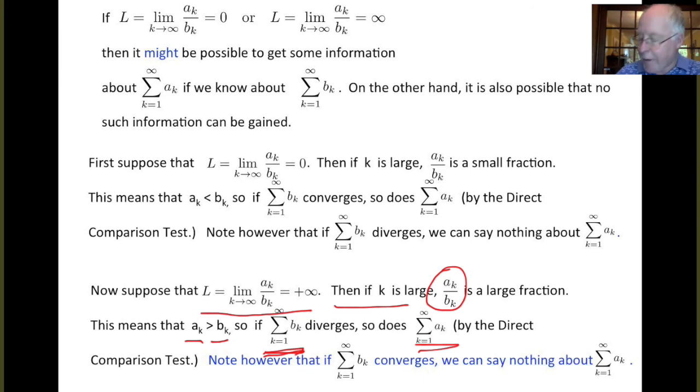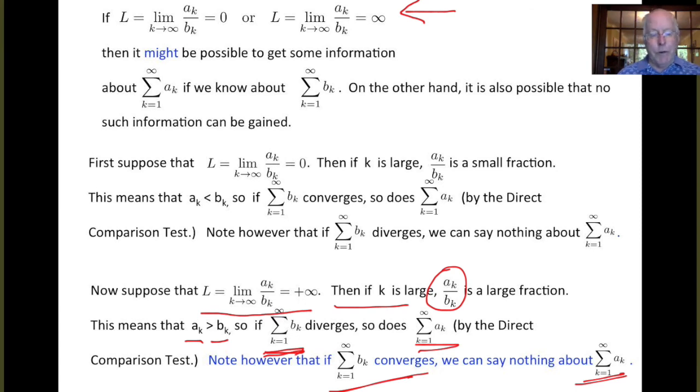On the other hand, if the BKs converge, the AKs are bigger. We don't know if bigger means infinite or just something bigger and finite. So no information that way. So bottom line, in this case where the limit L is 0 or infinity, you might get information, but you have to think it through every time. Don't try to rely on memory. Think it through. Ask, does this logic make sense?